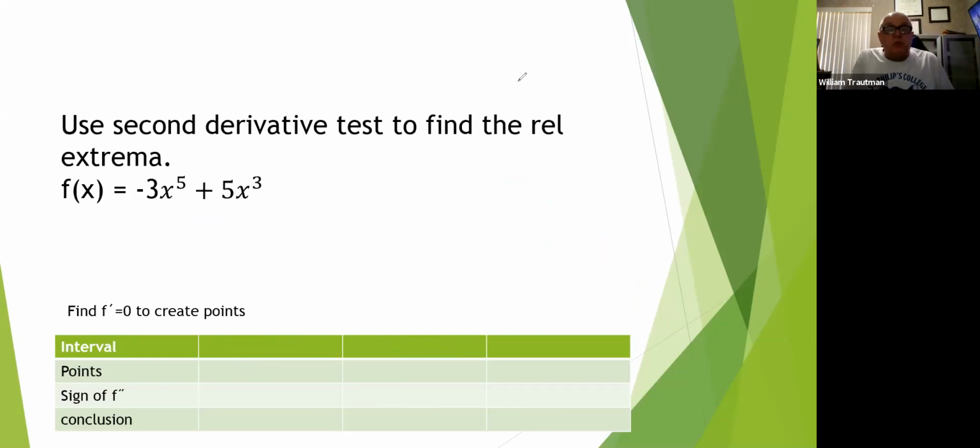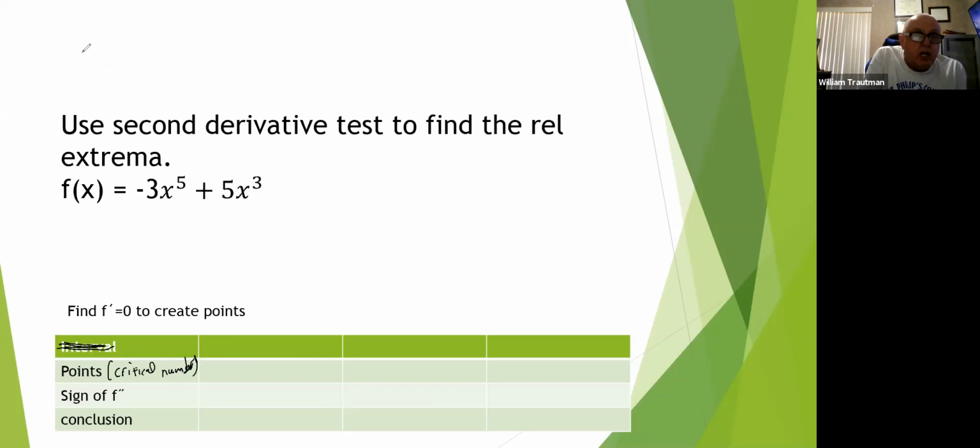On the second derivative test, the points are critical numbers. The points, these I'm going to write down here. The points are critical numbers. So we're not using intervals for the second derivative test. We're using points, and those are critical numbers.